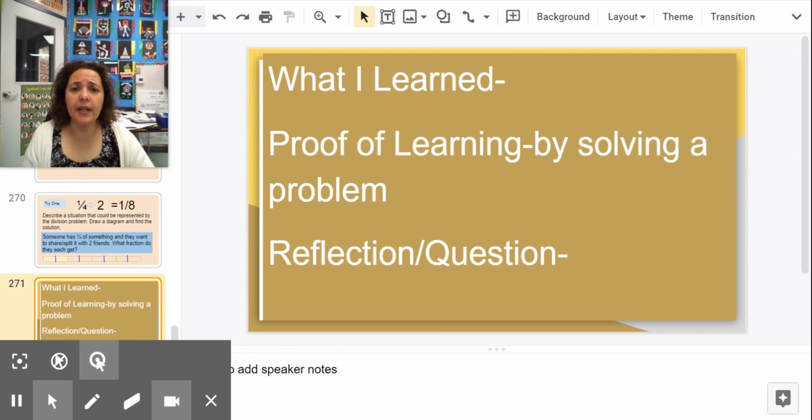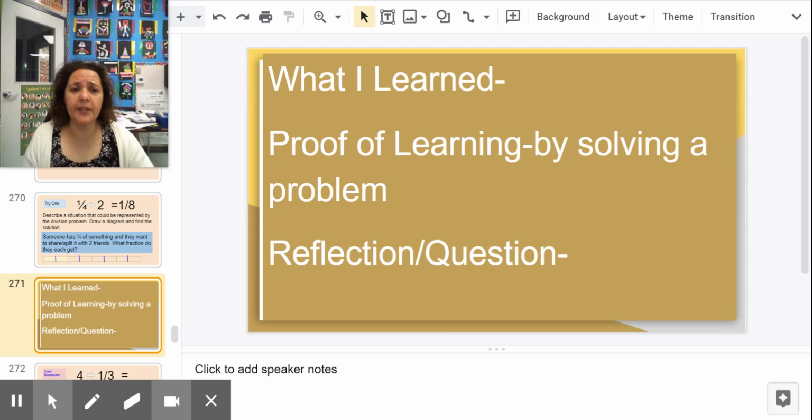So go ahead and write down what you learned, proof of learning by solving a problem, or a reflection or a question you may have.